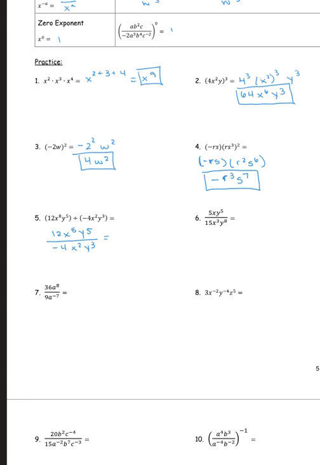All right, so I'm going to go ahead and simplify. I have 12 divided by -4, which gives me -3. I have x to the 8th divided by x squared. Remember, when I am dividing like bases, I subtract the exponents. So I get x to the 6th. And then I have y to the 5th and y cubed. So I have 5 minus 3, which gives me y squared.